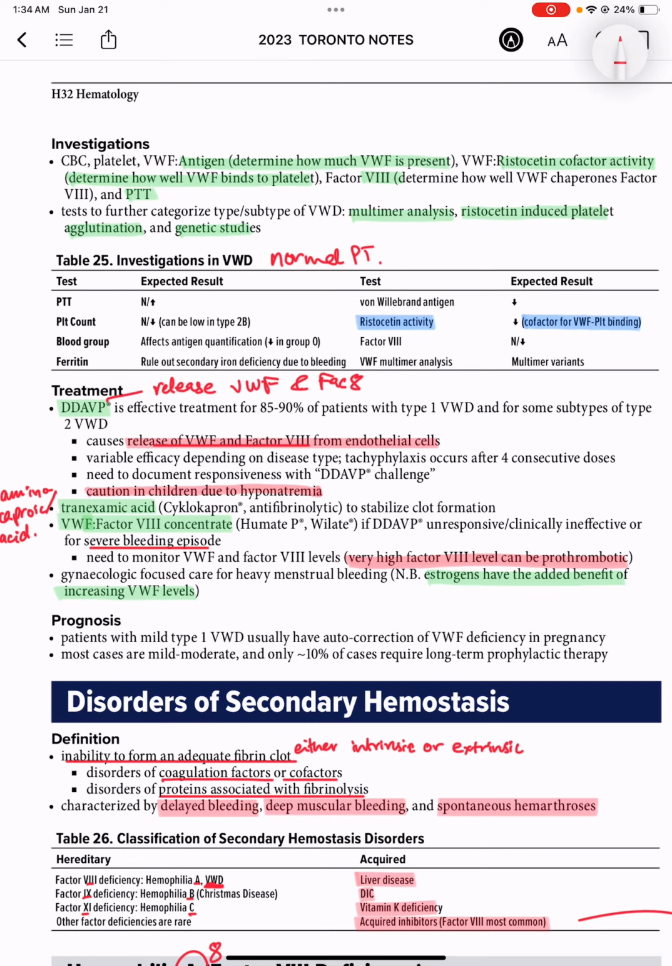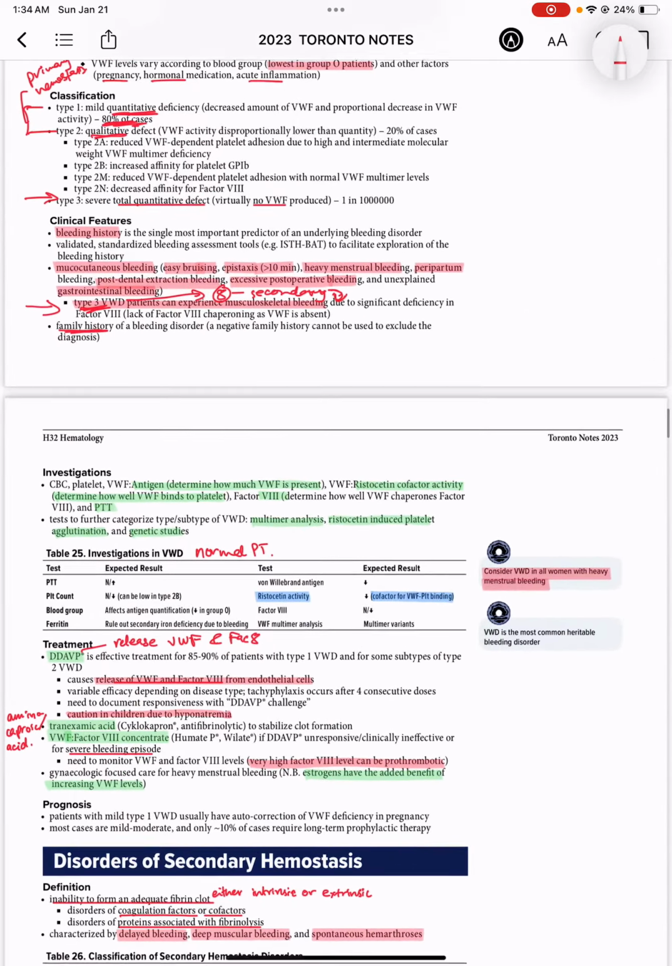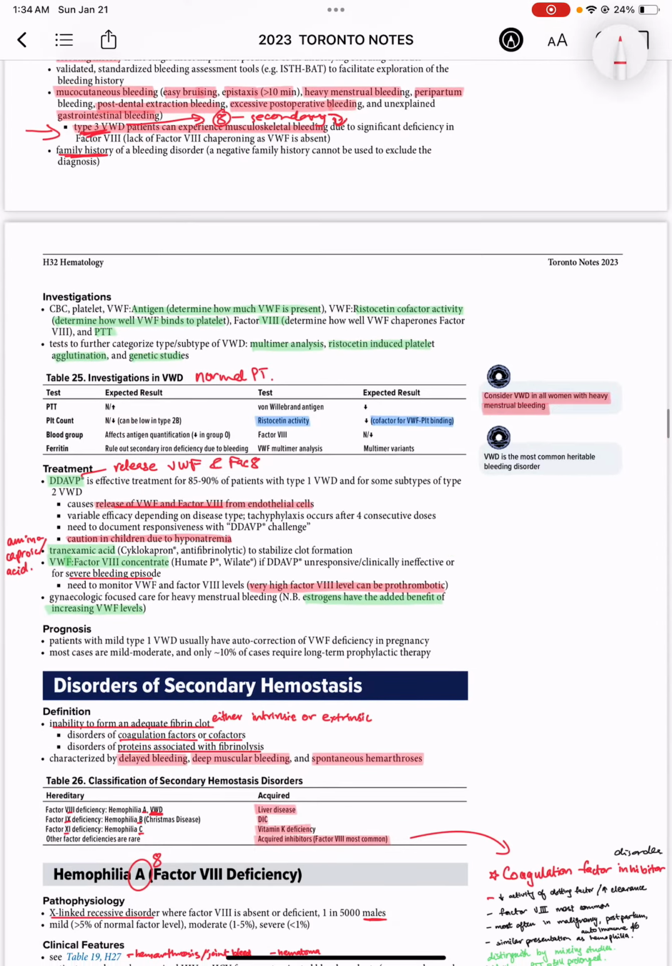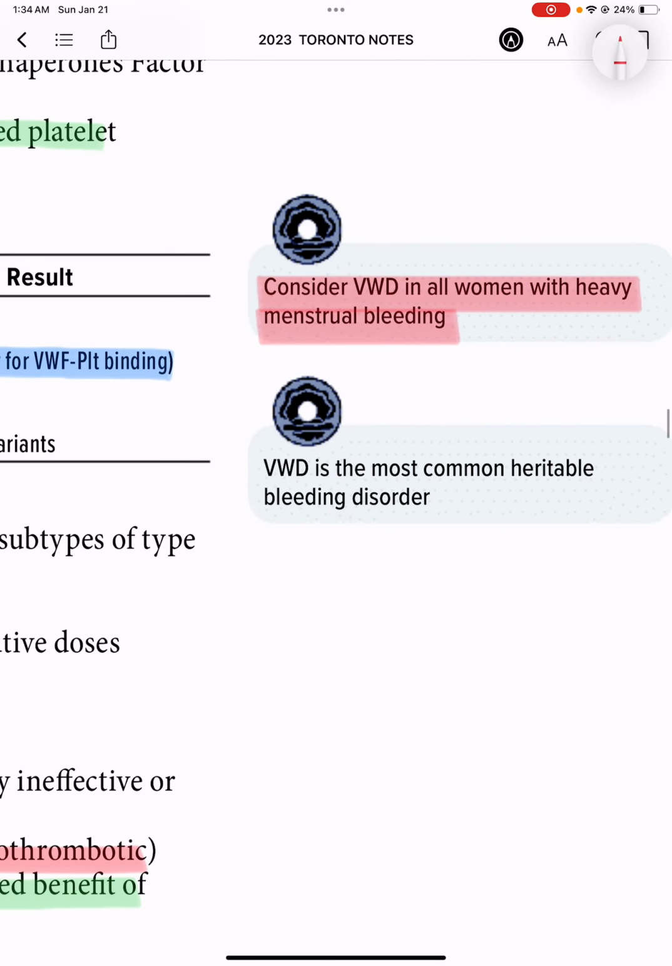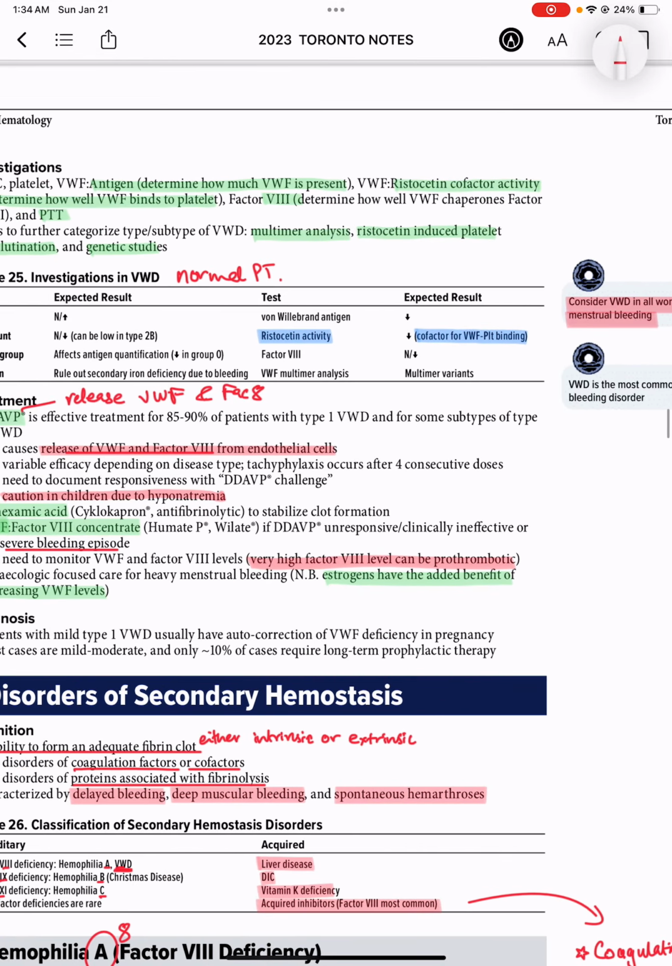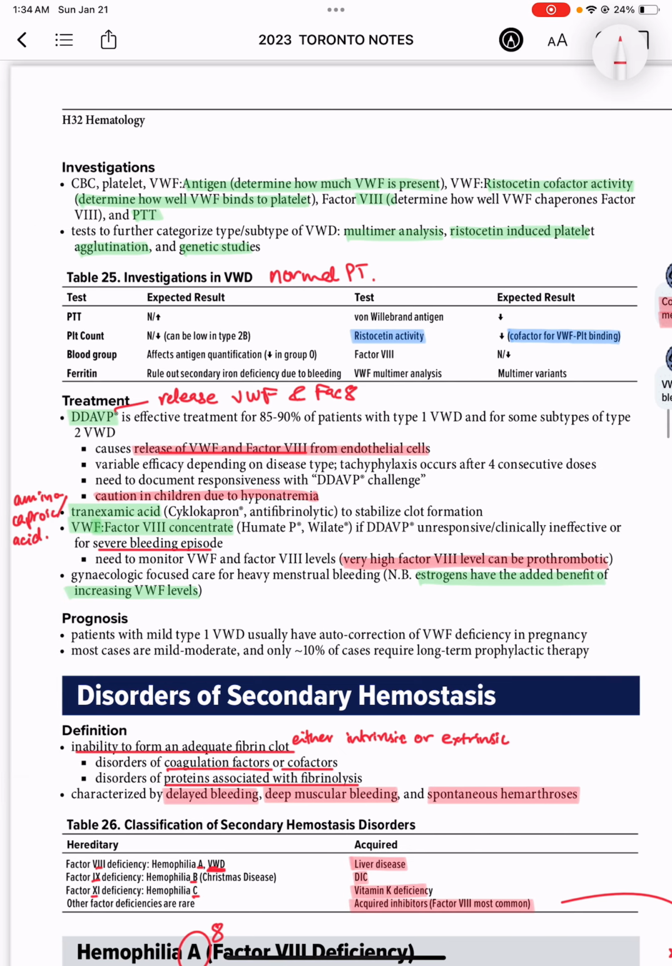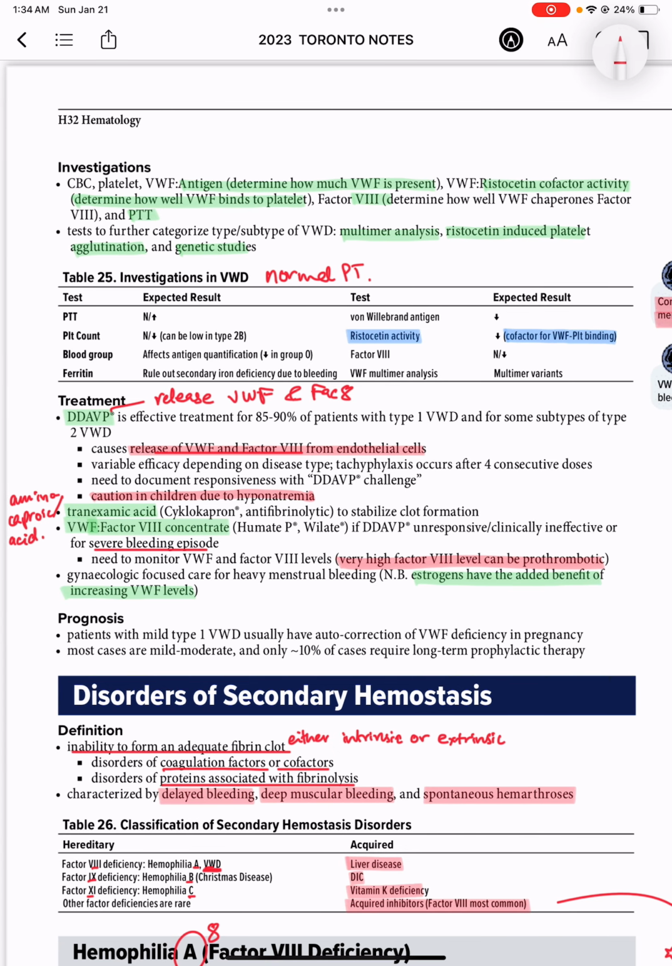Okay, and then we can also talk about the gynecological problems. We read that it is pretty common to consider von Willebrand disease in all women with heavy menstrual bleeding. So estrogens have an added benefit of increasing VWF levels. Okay.